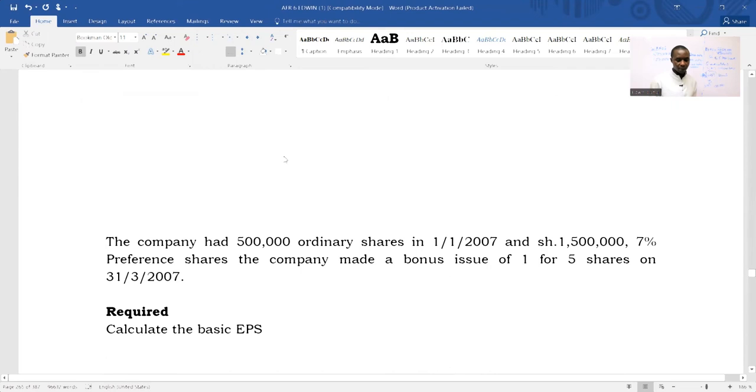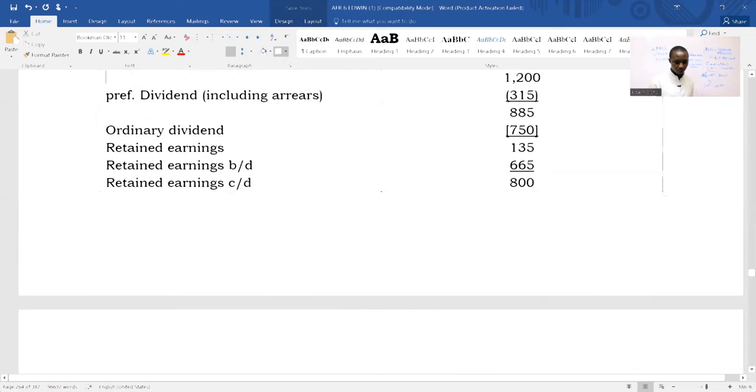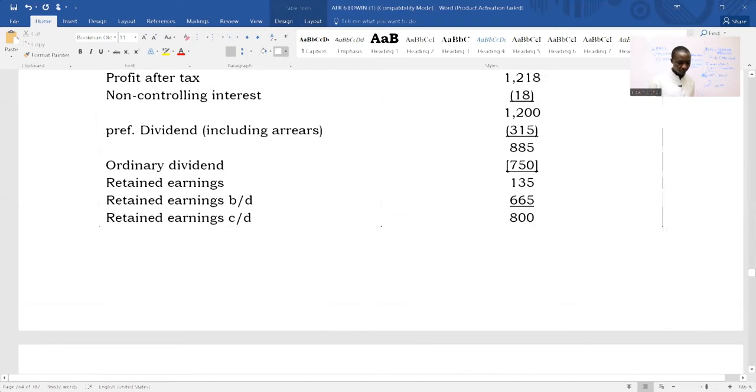So the company had 500,000 ordinary shares on 1st January 2007 and 7% preference shares. The company made a bonus issue of 1 for 5 shares on 31st March 2007. So it's the same concept I've explained here. For you to get your basic EPS, the first thing you need is the numerator. How do you get it? Do you have it, or do we have to compute?